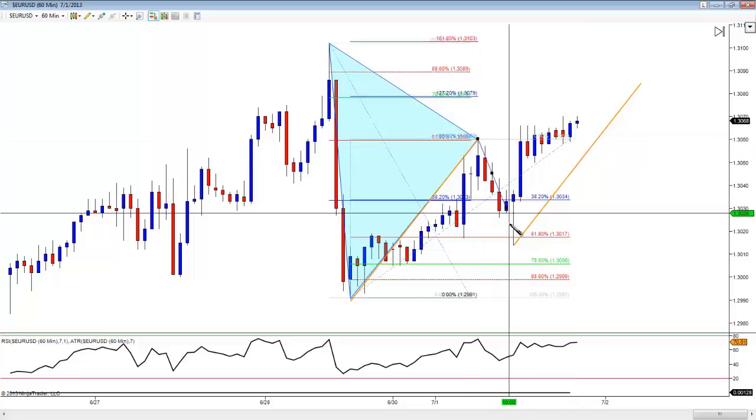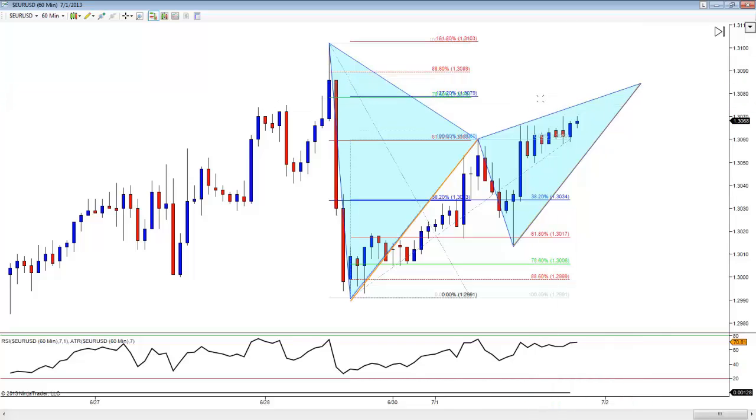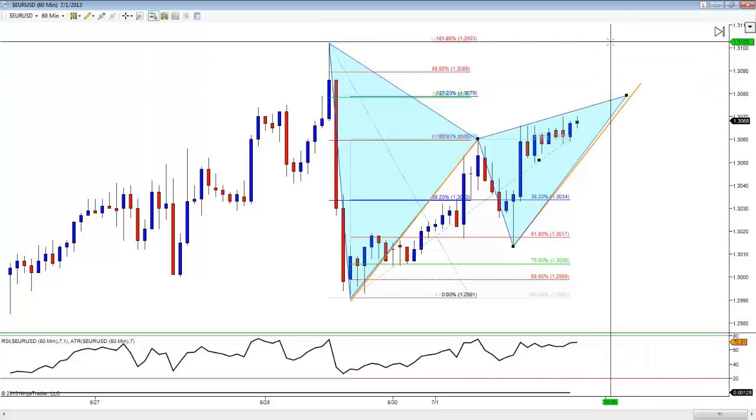So anyway, the ABCD pattern completion is not going to line up directly with it, but a little above. But we do have confluence right here for a Gartley pattern completion at 30.79. Of course, stops need to be above X.